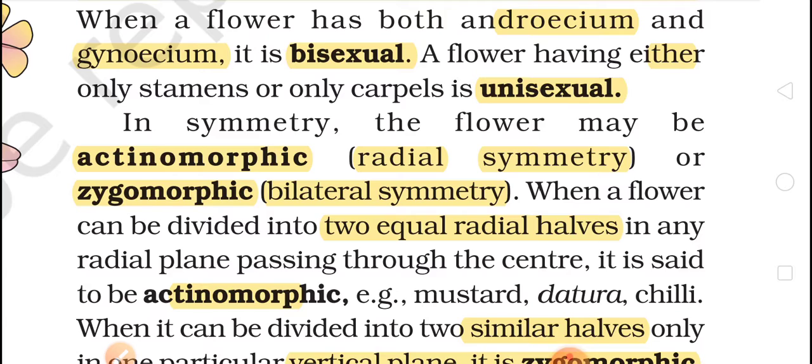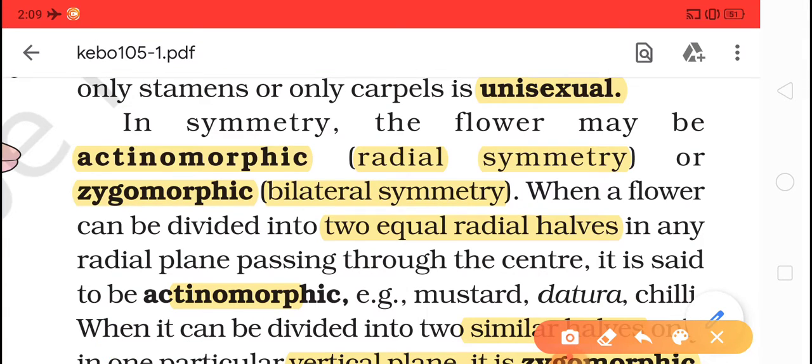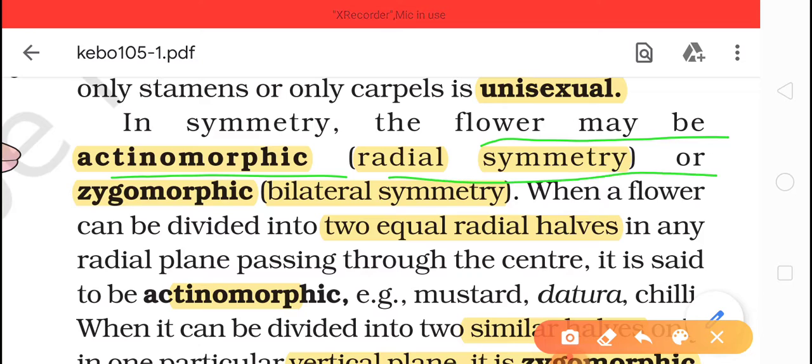in the flower, that is radial and bilateral. The flower may be actinomorphic, that is radial symmetry, or zygomorphic, that is bilateral symmetry. This we have discussed in the previous chapter also. So a flower that is symmetrical can be divided into two equal parts. The two types of symmetry are radial and bilateral.